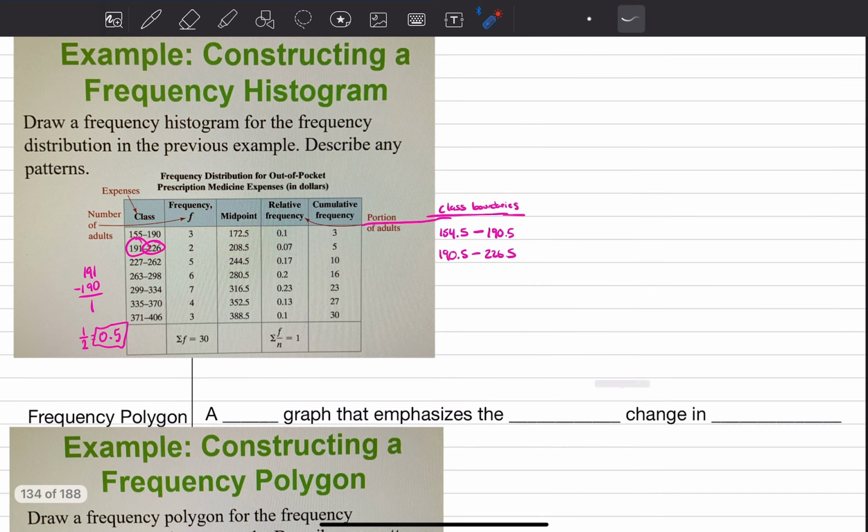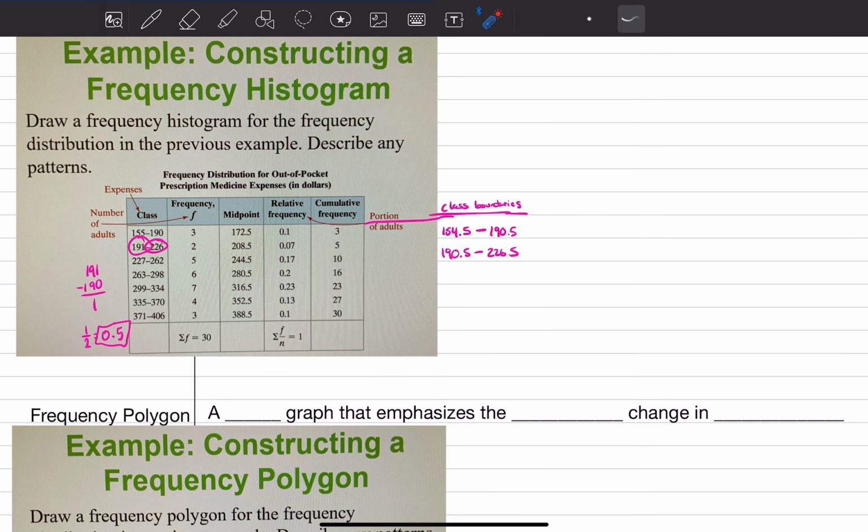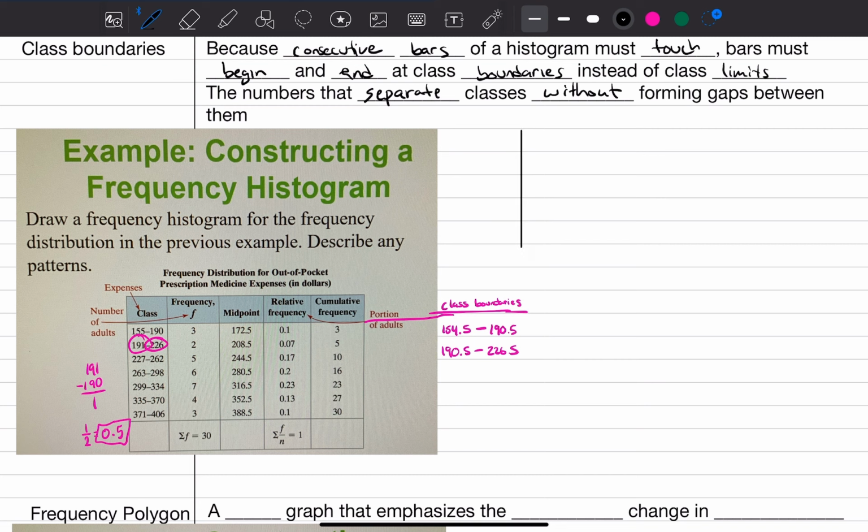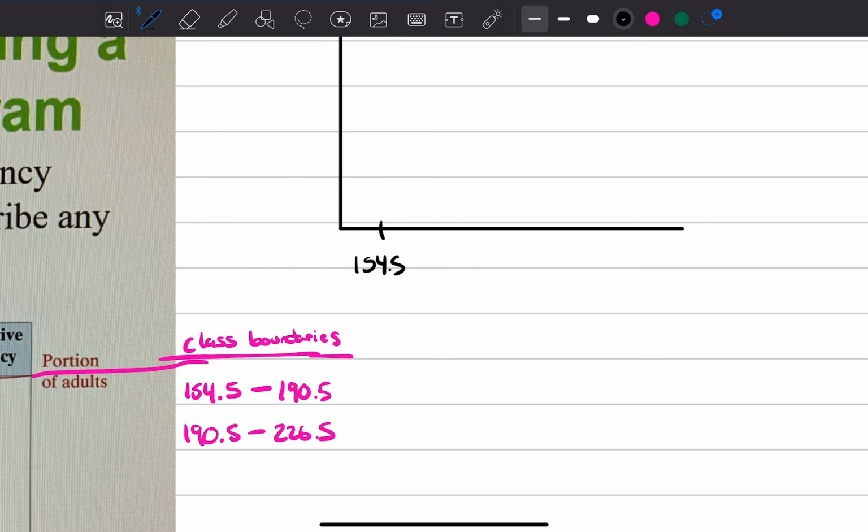Once we have our class boundaries, we can actually now make our histogram. So there's 2 different histograms that we can make, and I'll draw both of them. Here is the first one. So on the bottom will go our data values. And we can use the class boundaries for this. So our first one is 154.5. The next one is 190.5, and then 226.5. And then you'd keep going.